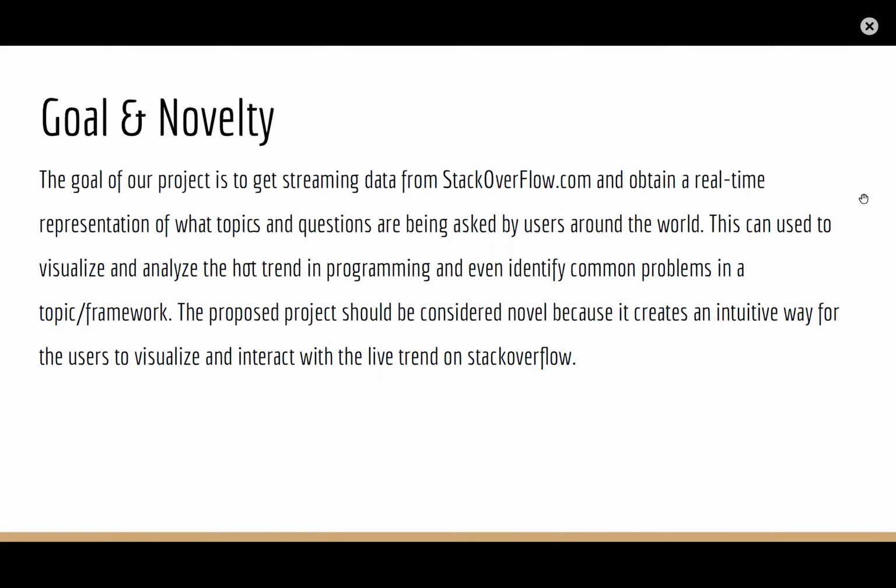So the goal of our project is to get streaming data from Stack Overflow and obtain a real-time representation of what topics and questions are being asked by users around the world. This can be used to visualize and analyze the trends in programming and identify the common problems in terms of the topics and frameworks. It's a novel project because it creates an intuitive way for users to visualize and interact with live trends on Stack Overflow.